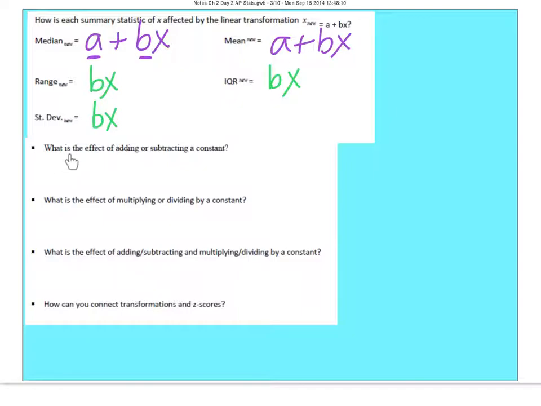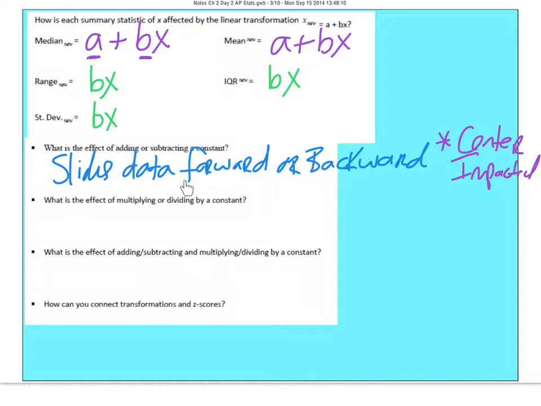Now, if you think about this, what is the effect of adding or subtracting a constant? Remember when we saw the measurements on that first slide that aren't in your notes, what happens to a piece of data if we add to it, it slides. It's going to move forward. If we subtract, it's going to go back. So adding and subtracting basically slides the data backwards or forwards. Sliding it forward or backwards is going to cause the center to change. Well, what happens to the shape? Nothing, and nothing to the spread.